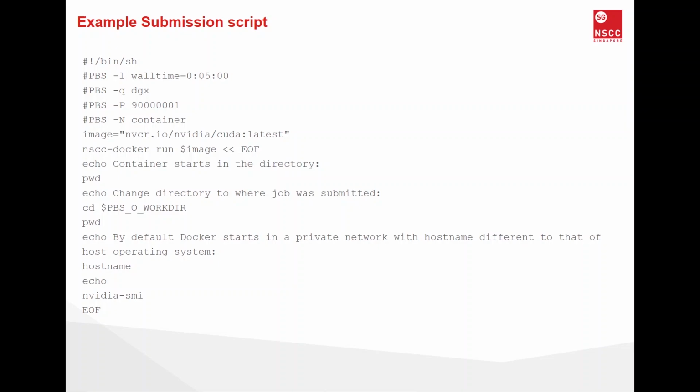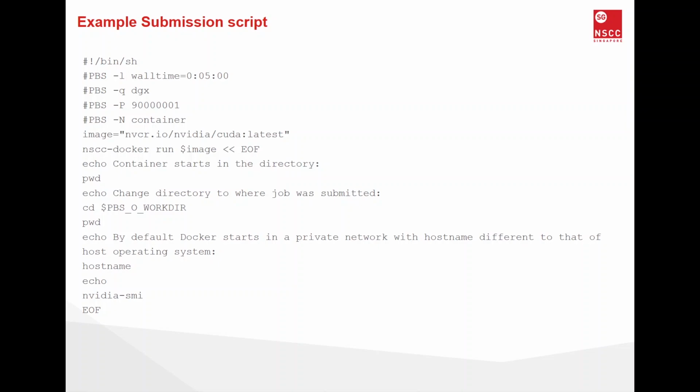Here we are going to use the image name nvcr.io/nvidia/cuda:latest, with nscc-docker-run and the image name, and inside that we have certain commands to execute. The image is going to execute each of the commands here, starting from echo container starts in the directory, pwd, echo change directory to where the job was submitted, cd $PBS_O_WORKDIR, pwd, echo by default Docker starts in a private network with a host name different to that of the host operating system, hostname, echo nvidia-smi. All these commands are going to be executed within the image, and finally the output is going to be displayed.